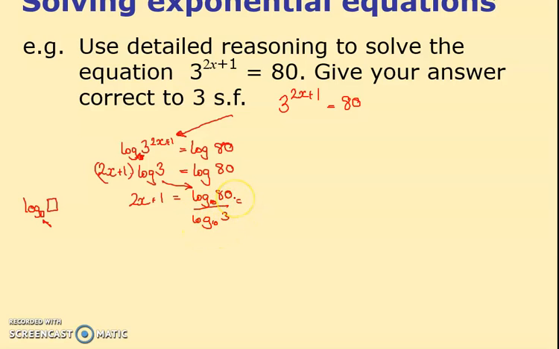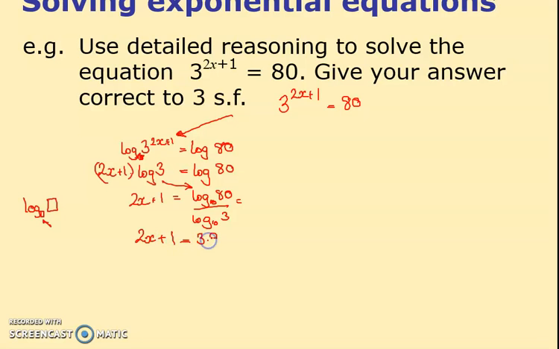So type that in. I'm going to do the same thing. So anyway, menu 1, get in the right mode, log to base 10 of 80, and that is divided by log to base 10 of, what was it, 3. Now I get 3.98. Yeah, 3.988, 2x plus 1.